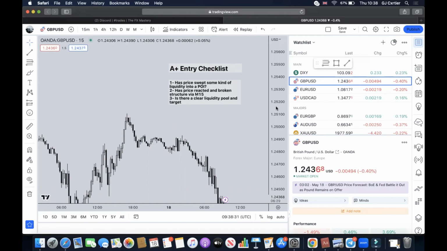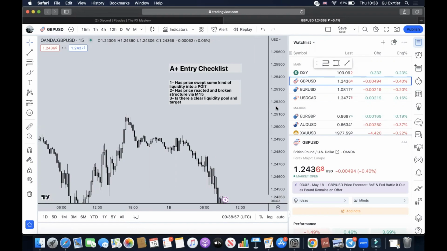The first step to our A plus setup entry checklist is, has price swept some kind of liquidity that has reached a point of interest? A point of interest can be anything from an order block or a fair value gap. Has price developed price action beforehand before entering that point of interest that it has swept? If that's got a tick, we can go on to step 2.